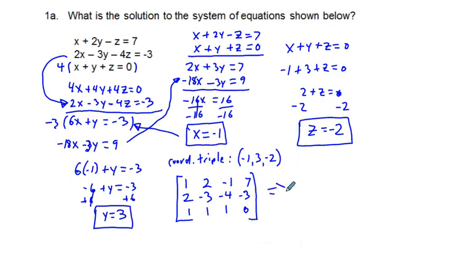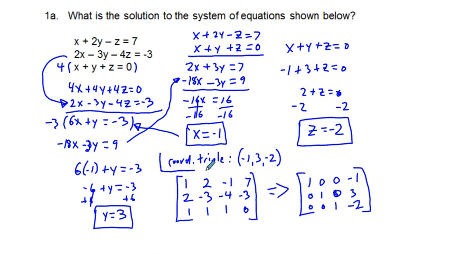I'm going to write this out here: 1, 0, 0, -1; 0, 1, 0, 3; and then 0, 0, 1, -2. Those are our answers here. x equals -1, y equals 3, z equals -2. So the coordinate triple is this one right here that I'm boxing in.